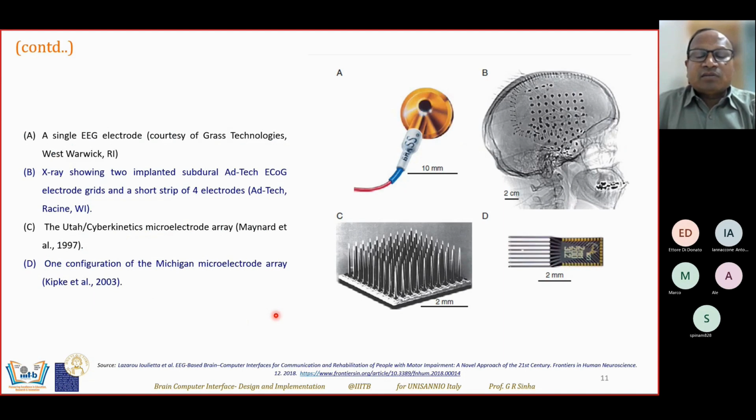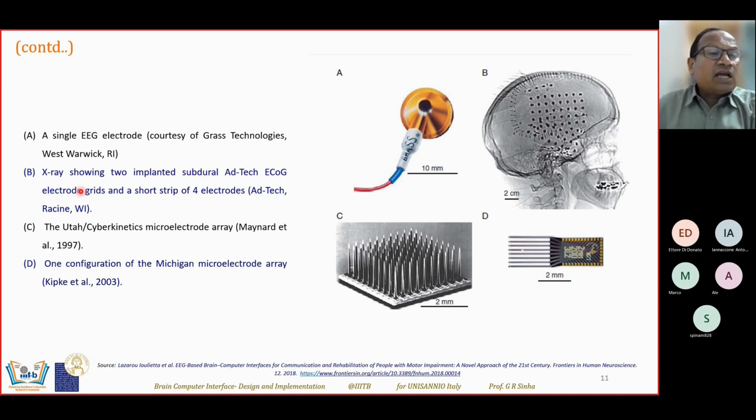So these are some pictures. The first one, you can see a 10 mm cable, a single EEG electrode. The first diagram is just highlighting one electrode. You might have seen this particular electrode when the doctor uses the stethoscope to record our breathing and all that. So this is the electrode, a single electrode used for the EEG, and it is connected with a cable.